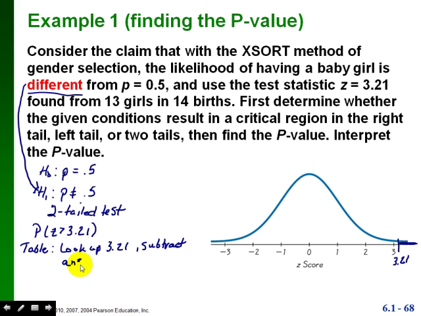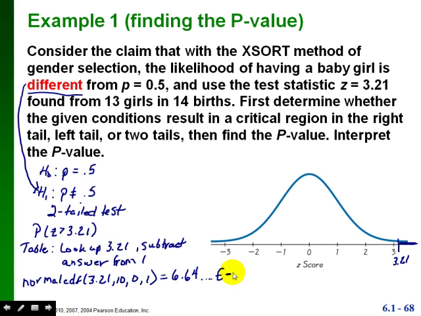So we're going to subtract that answer from 1 to get our probability. And if you're using your calculator, then you'd put in 3.21 as your lower bound. You can use 10 for your upper bound since this is a standard normal distribution, and 0 and 1. If you use your calculator for this, you get something that looks like this. I'll just put down a few of the digits here. And at the end of this, you get E negative 4.